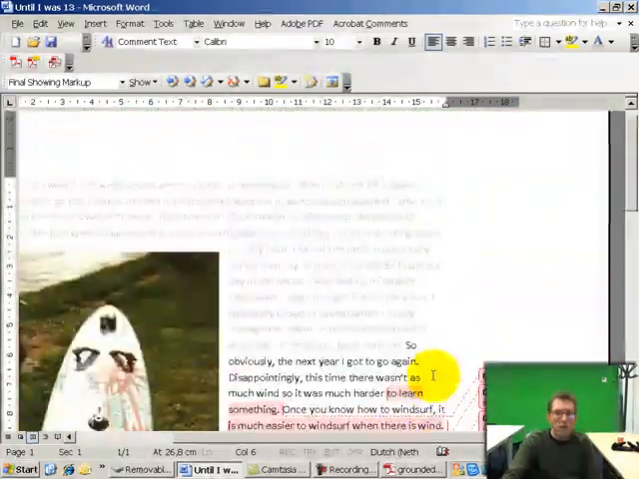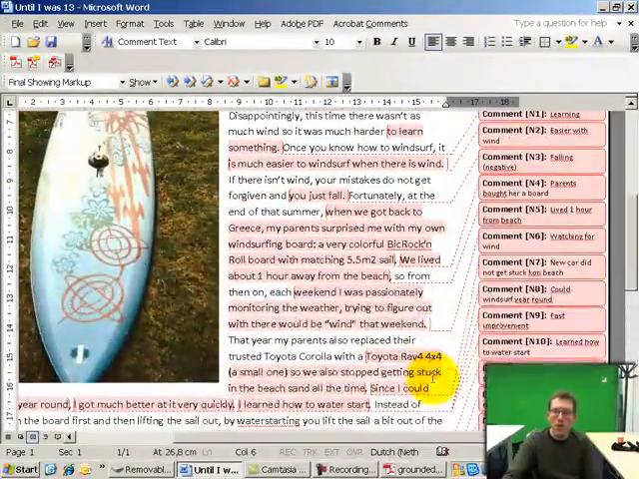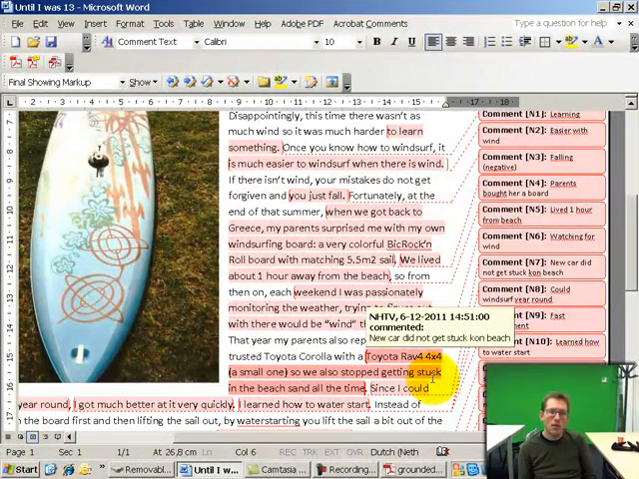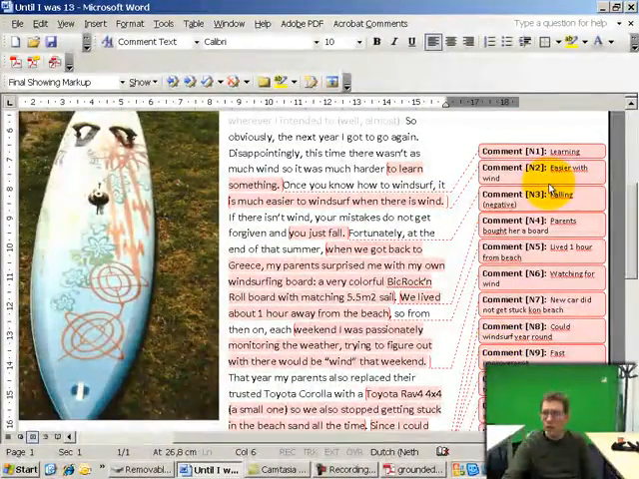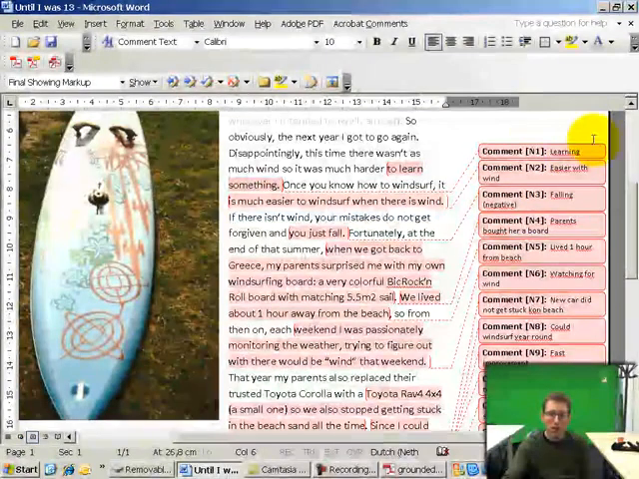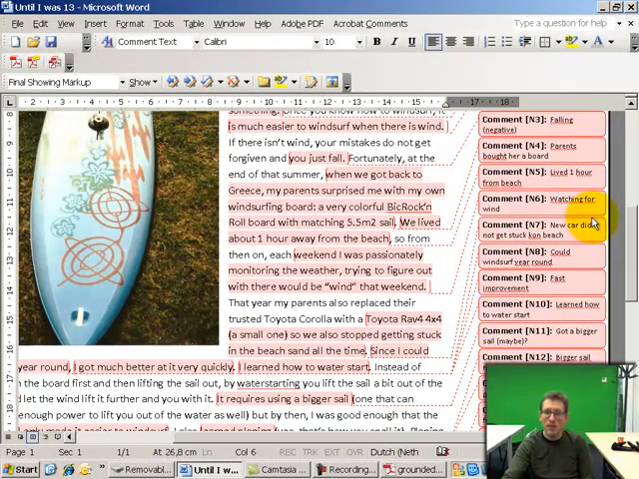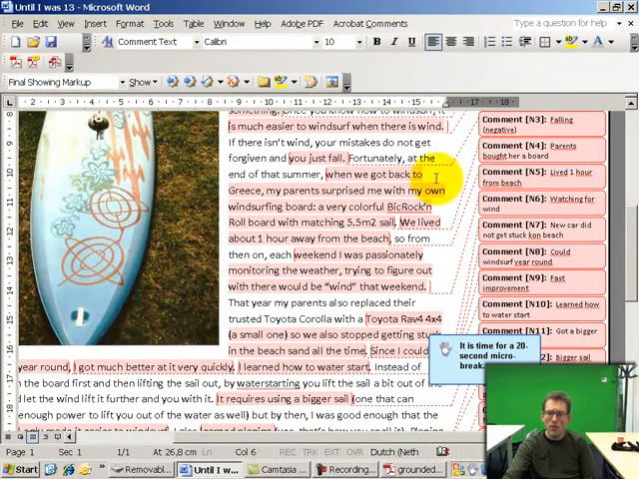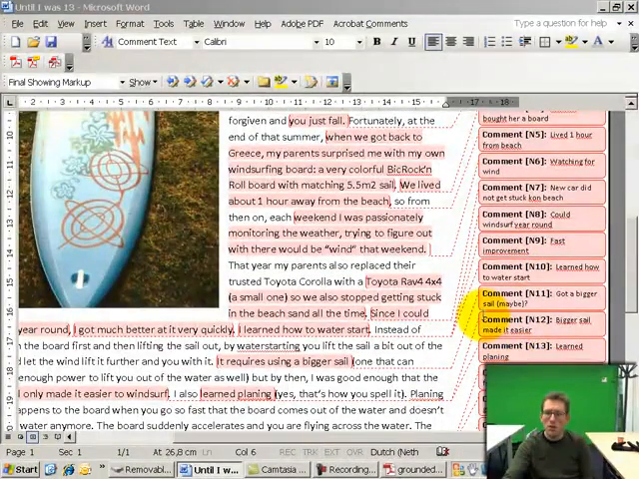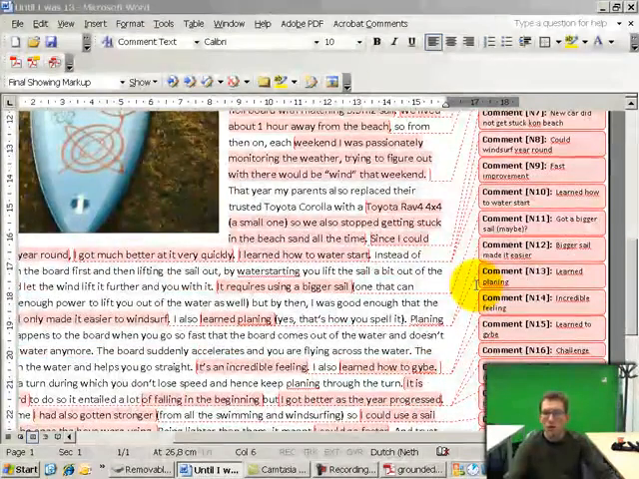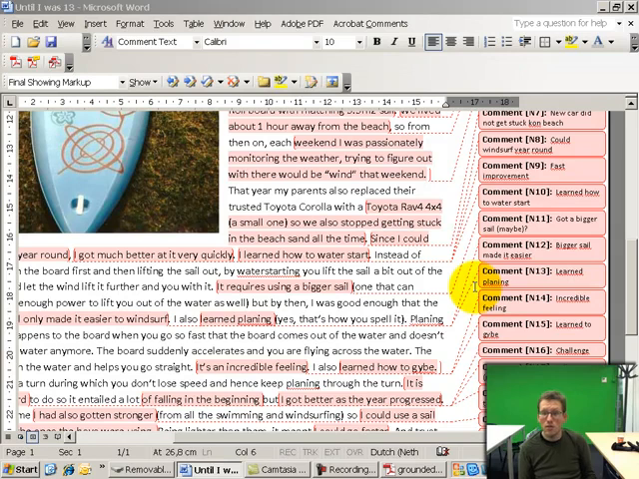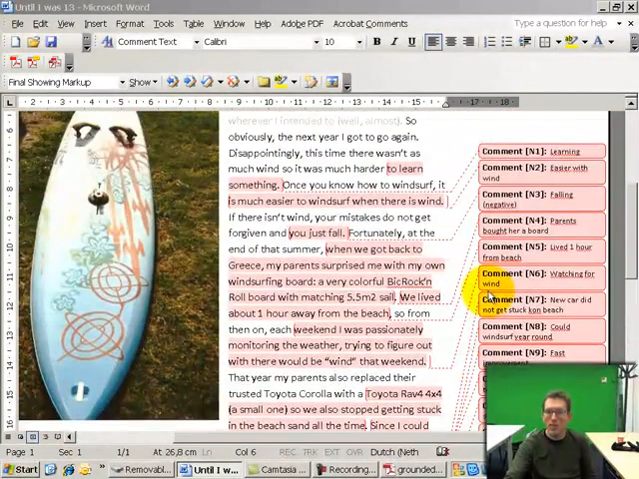All right, so in a few minutes, we've gone through this page of text, and we've open-coded a bunch of stuff that seems relevant to this teenage girl's progress or involvement in windsurfing. So let's read the open codes and see what kind of themes there might be. The open codes are learning, easier with wind, falling, negative, parents bought her a board, lived 1 hour from beach, watching for wind, new car did not get stuck on beach, could windsurf year round, fast improvement, learned how to water start, got a bigger sail made it easier, learned planing, incredible feeling, learned how to jibe, challenge, falling, negative, improvement, got stronger, out-competing men.